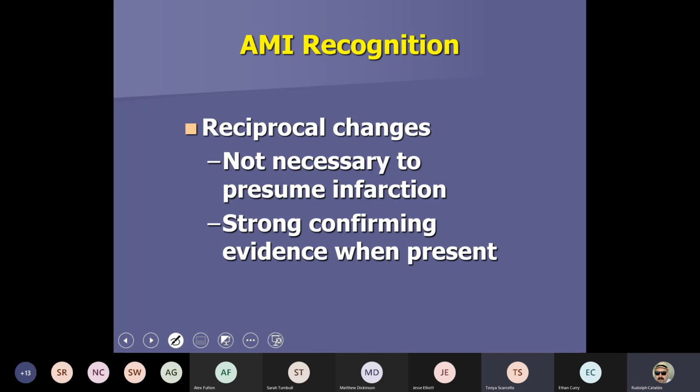Again, we don't have to have reciprocal changes to call an MI. It's a really good indicator. It helps our case, but we don't have to have it. But when I'm confirming an MI, having those reciprocal changes helps me make that decision a little bit easier, that this patient is truly having an MI.